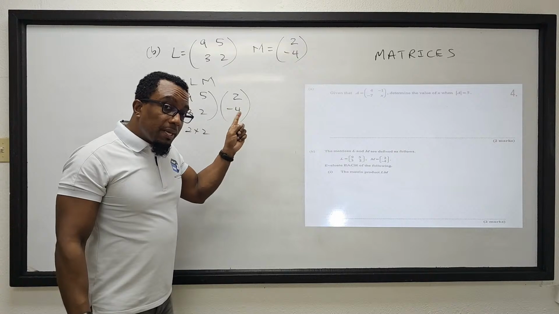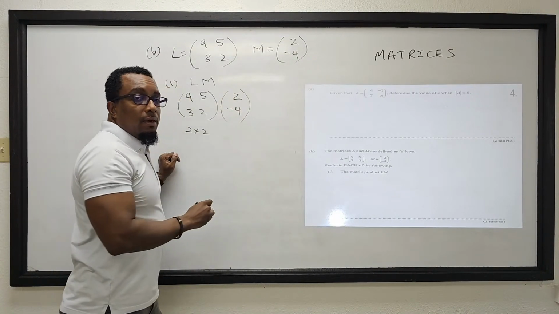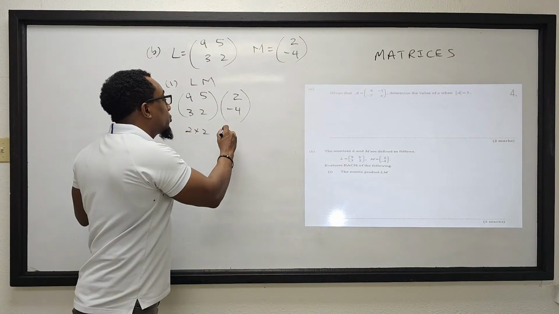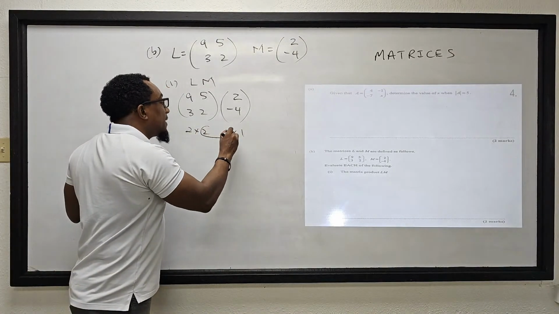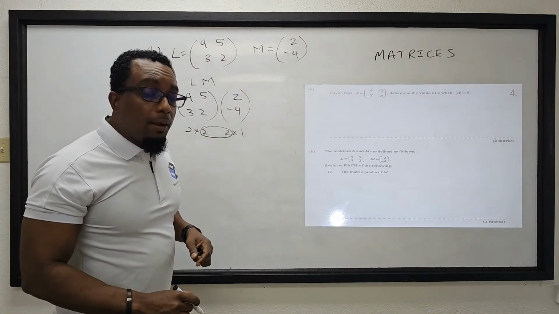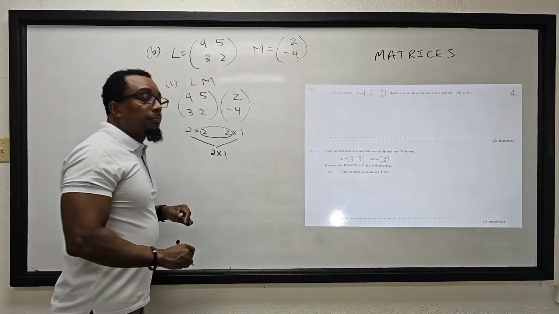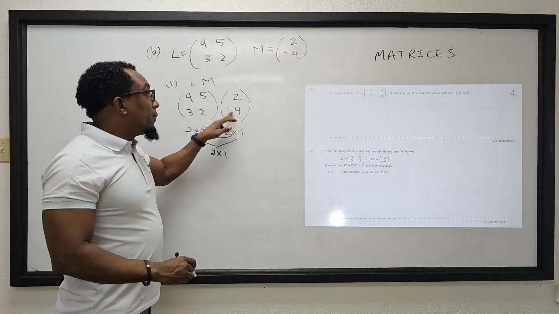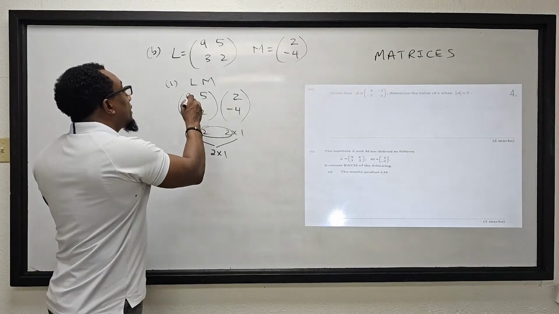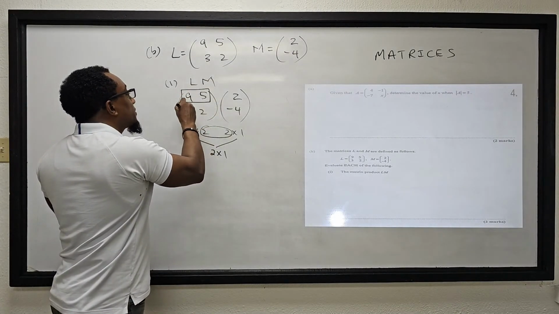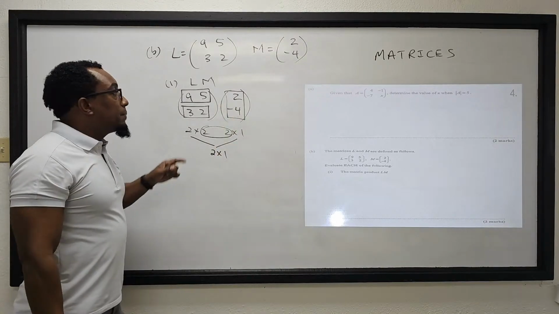What's the order of this matrix? 2 rows running horizontally, 1 column running vertically, 2 by 1 matrix. The two inner numbers are the same. So it means we can multiply them, and the outer numbers will tell us the end result is a 2 by 1 matrix. So the end result will look like this one here. How do we multiply two matrices? We take the rows of the first by the only column, and let's multiply.